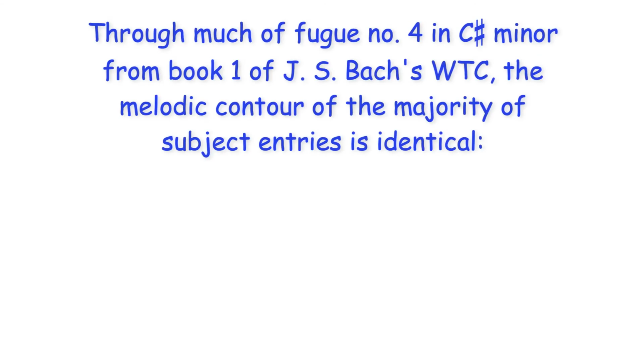Hi everyone. Through much of Fugue No. 4 in C-sharp minor from Book 1 of J.S. Bach's Well-Tempered Clavier, the melodic contour of the majority of subject entries is identical. The framing notes are typically the same, with the concluding note approached by a descending 3-2-1 voice-leading strand, and the entire subject structure prolongs the key indicated by the framing notes. Harmonically also, the subject is typically harmonized in a single key, outlining an extended cadential progression.